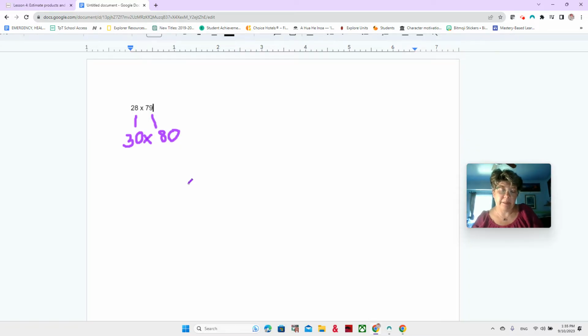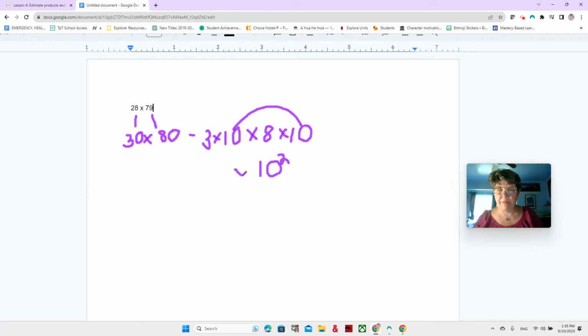Now, what is 30 times 80? We could think of it as 3 times 10 times 8 times 10, right? Because 30 is 3 times 10. And then you could take these two tens and say, well, that's 10 to the second power, right? Remember exponents, yeah? And 3 times 8 is 24, okay? And 10 to the second power is the same as 100. 10 times 10 is 100.